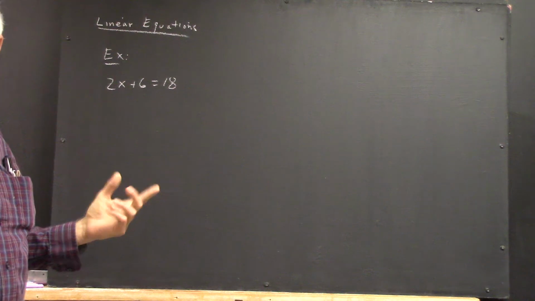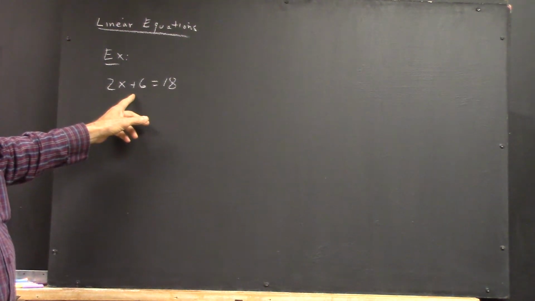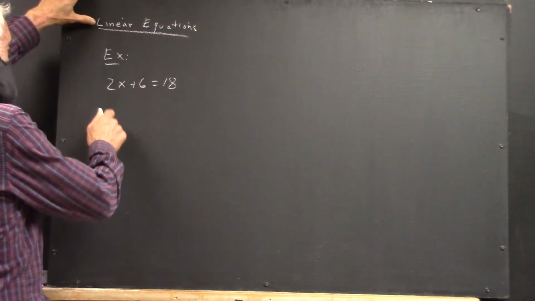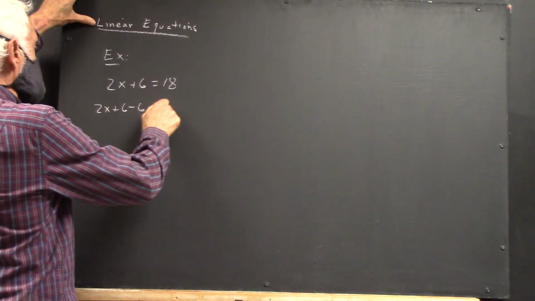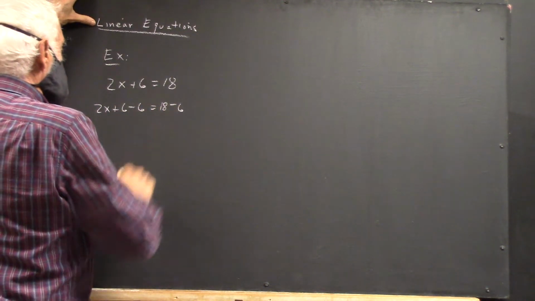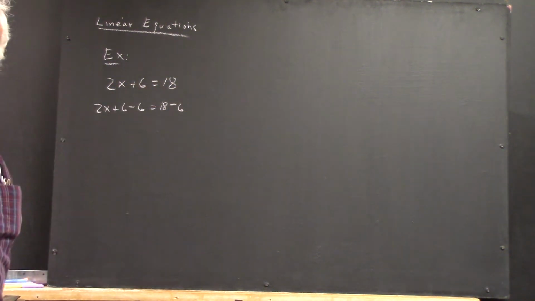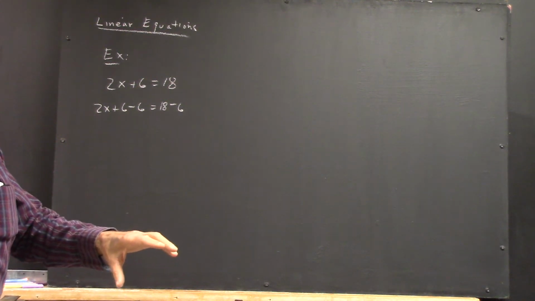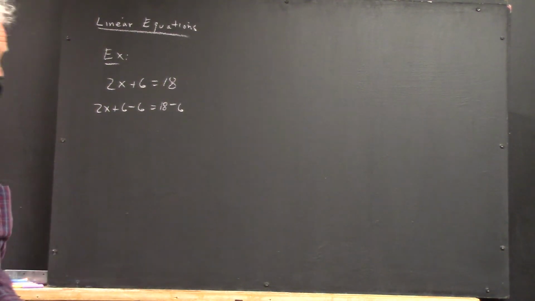Subtract. Subtract 6 from both sides, right? Now, having written that, I can say you could also divide everything on both sides by 2, but I don't want to do that at this point, because you've got to use the distributive law when you do that. I don't get to the distributive law yet.